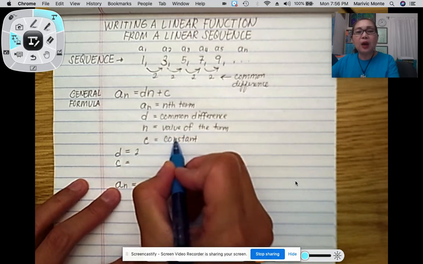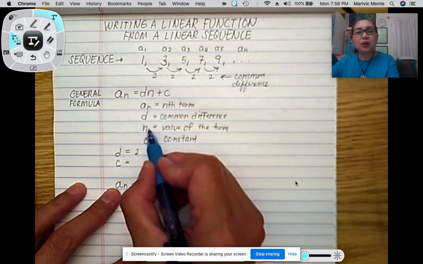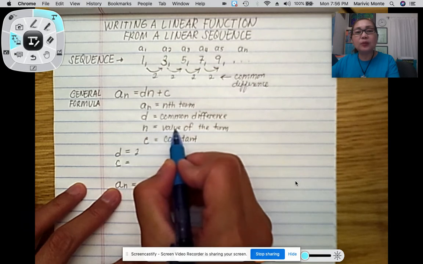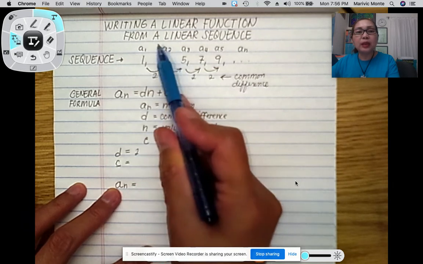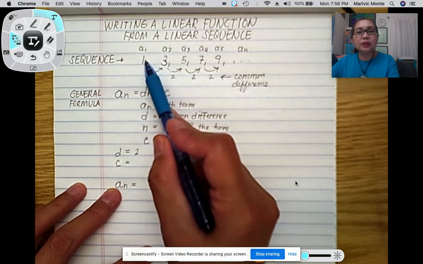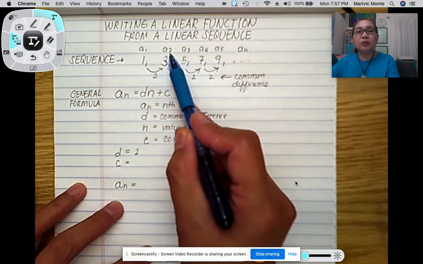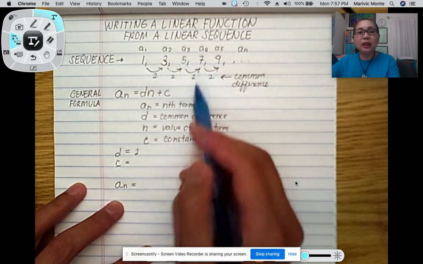And then a way to find the constant, let me go back a bit to what n means. N is the position of the term. So for example, here, n would be 1. The first term, your n is 1. The value of your term for A of 1 is 1. And the value of A of 2 is 3, and so on.